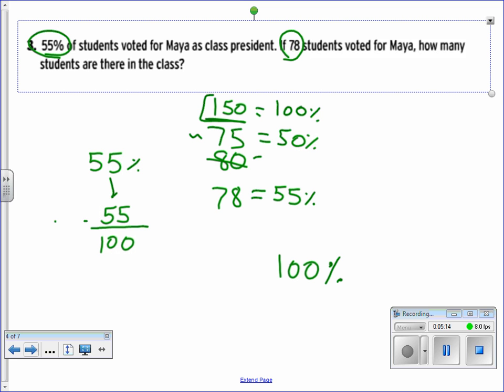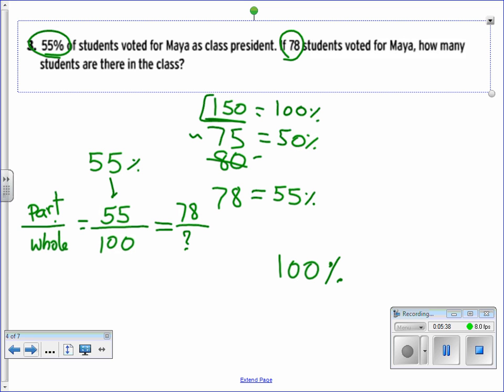55% is 55 out of 100. In this case, the part of the students that voted for Maya is 78, and we don't know what the whole is. So we can set it up this way: 78 over, we don't know. Call it X, call it a question mark.